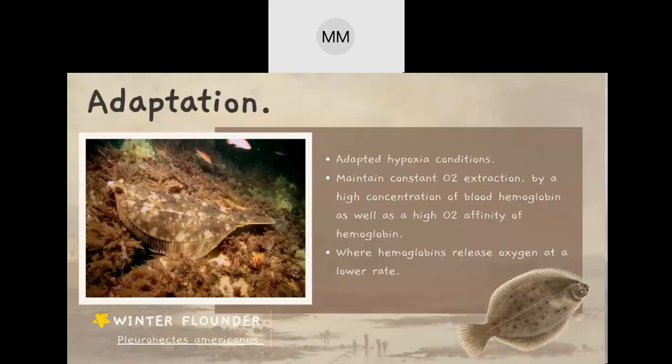So this fish can maintain a constant oxygen extraction because they have a higher concentration of hemoglobin in their blood, and also their hemoglobin has high oxygen affinity. So what is that? High oxygen affinity is where the hemoglobin releases oxygen at a lower rate. So it means that their blood contains more oxygen than their tissue.